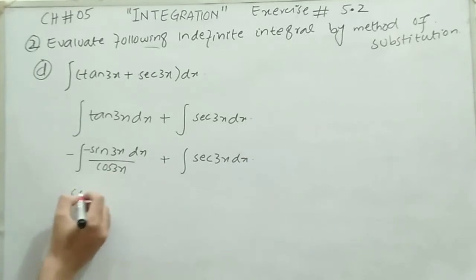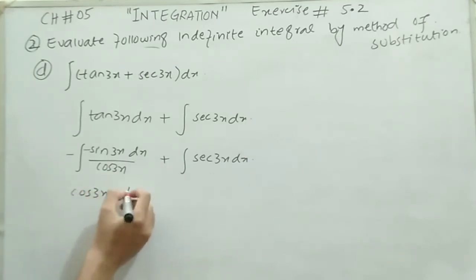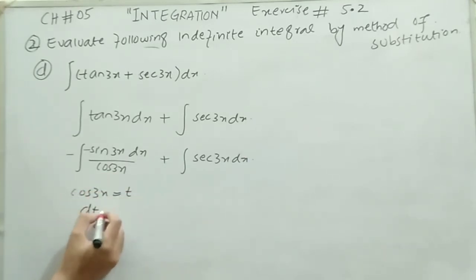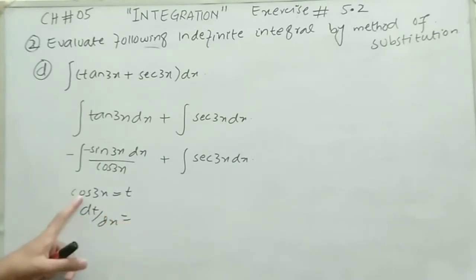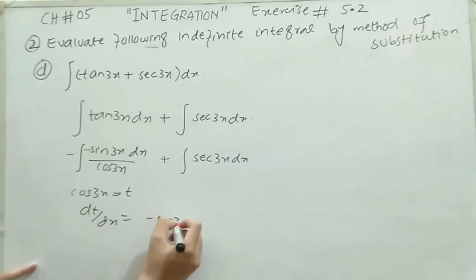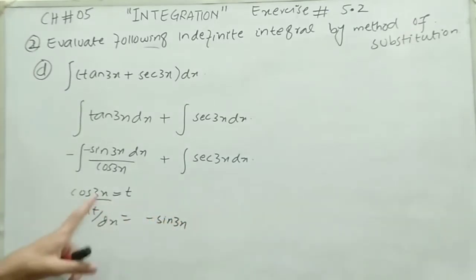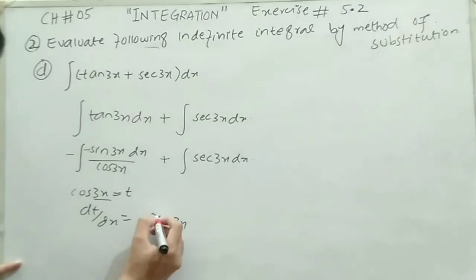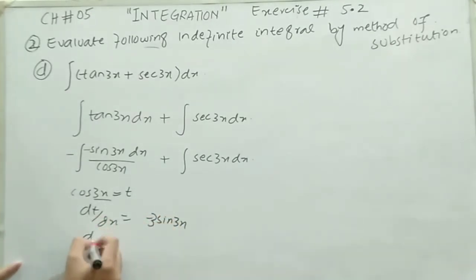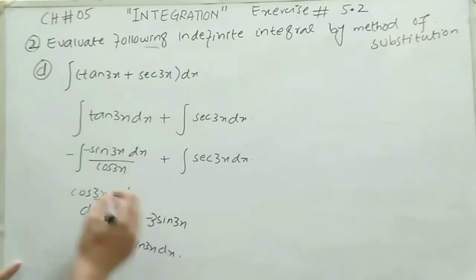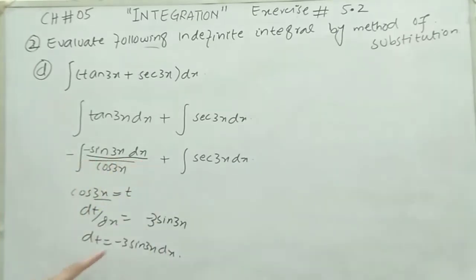So let's suppose cos of 3x is equal to t. Taking the derivative with respect to x on both sides, dt by dx will be the derivative of cos x, which was minus sin x. So here it is cos 3x, so it becomes negative sin 3x. Also take the derivative of the inner function 3x. Its derivative is 3. So minus 3 sin 3x. So our dt will be minus 3 sin 3x dx. But over here we have negative sin 3x dx, so it becomes dt divided by 3.